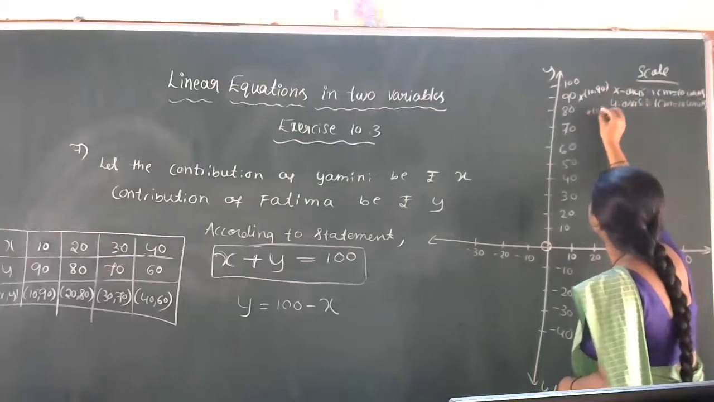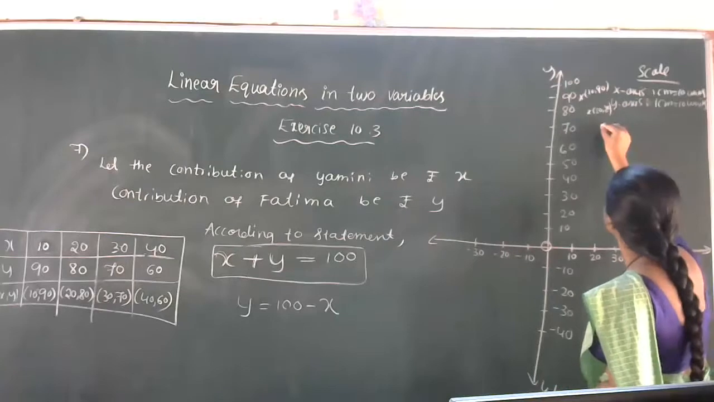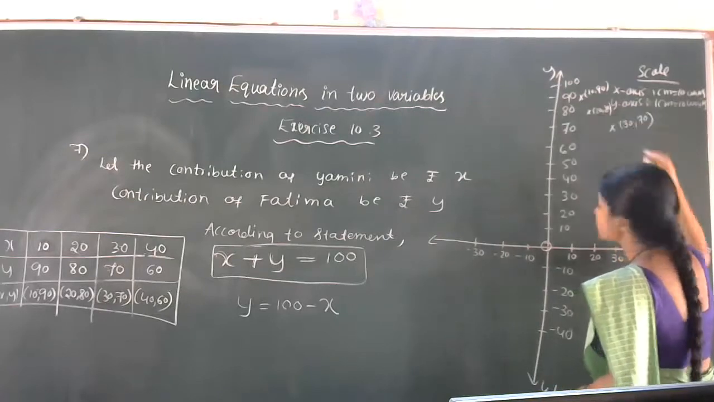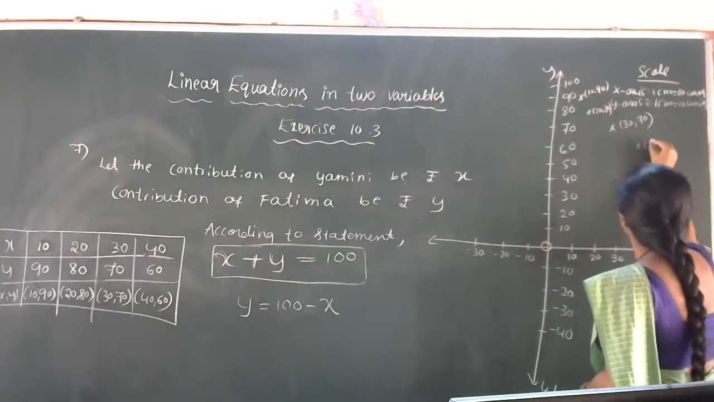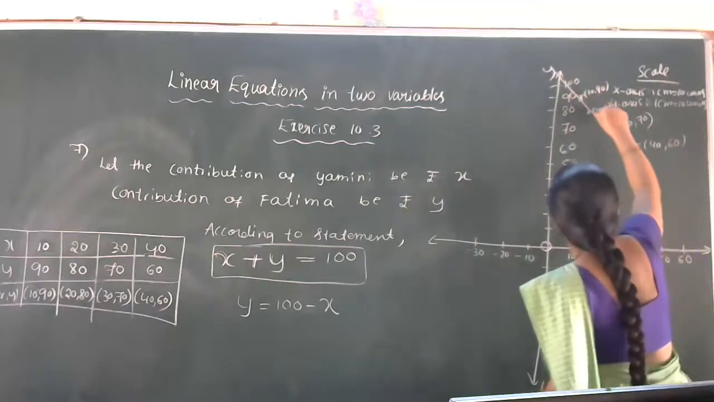Okay, 20, 80. Next 30, 70. Next 40, 60. So you will get the graph like this.